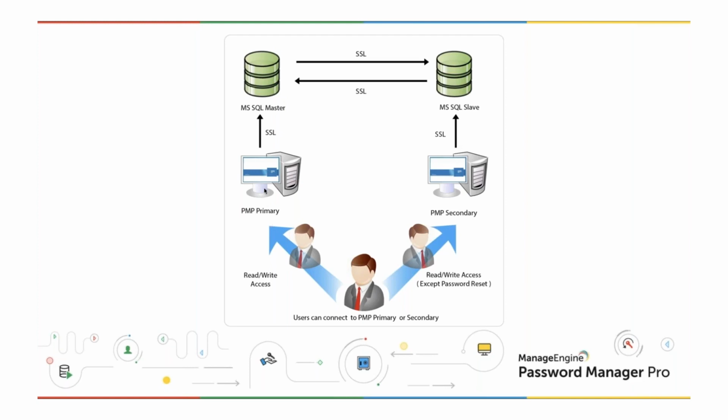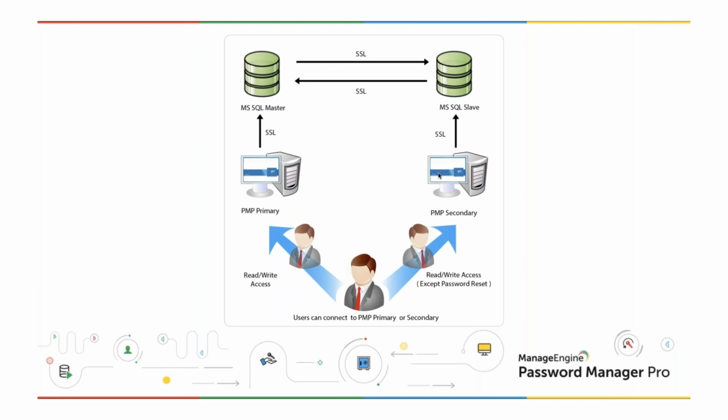In this case, if you try to connect to the primary, it will respond, and if you connect to the secondary, it will respond. So typically users can connect either to the primary or to the secondary separately, but the exception is that users will not be able to perform a password reset on the secondary application server. Here, for using MS SQL database as a backend, for the replication we use the native SQL merge replication mechanism. So the data gets replicated using the native SQL merge replication mechanism.